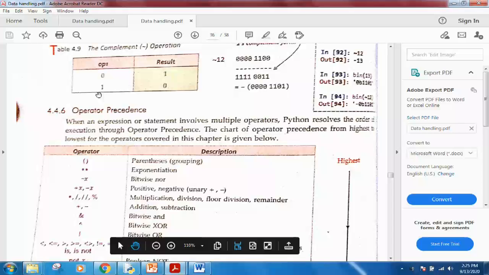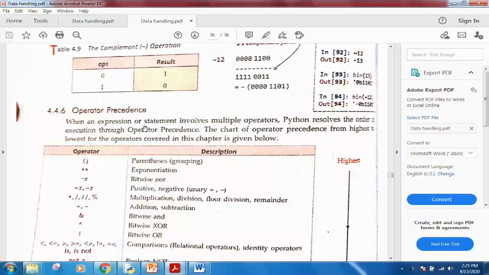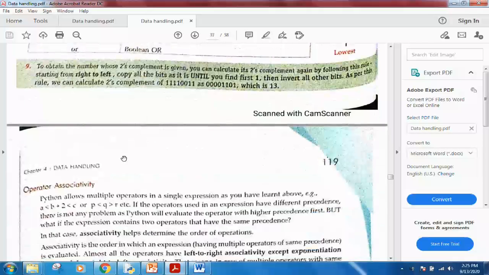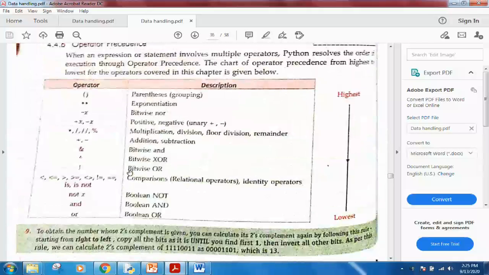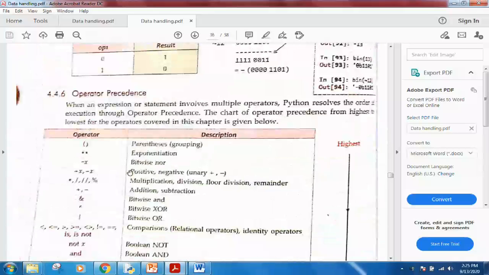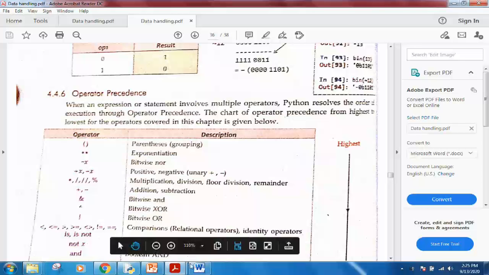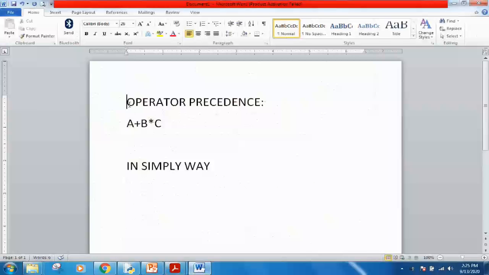Hello my dear students, in this third video of the chapter data handling, we are starting with the topic operators, precedence and associativity. Operators, precedence and associativity is a topic where you can decide in which order your operators will be resolved in an expression. Can you tell me what is the expression?